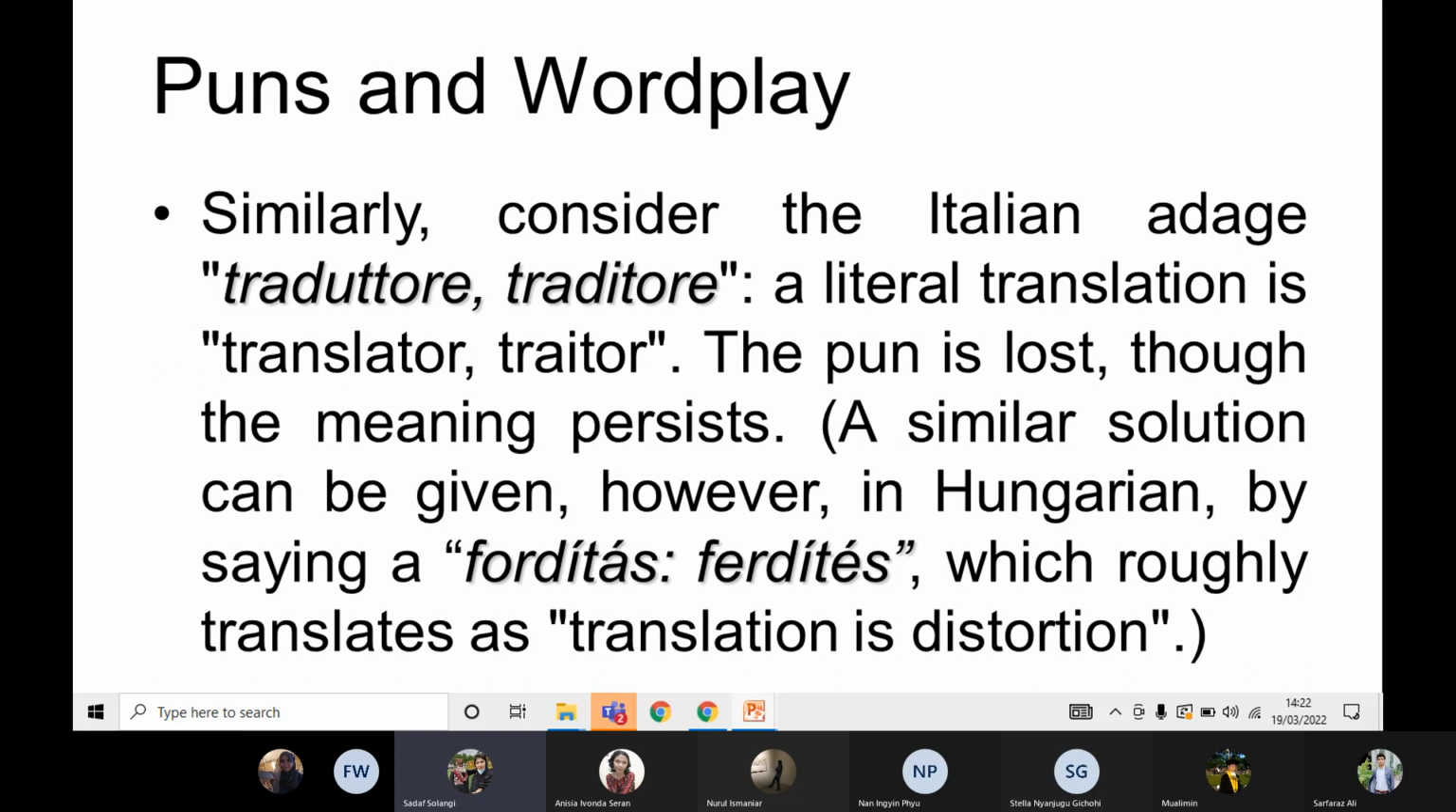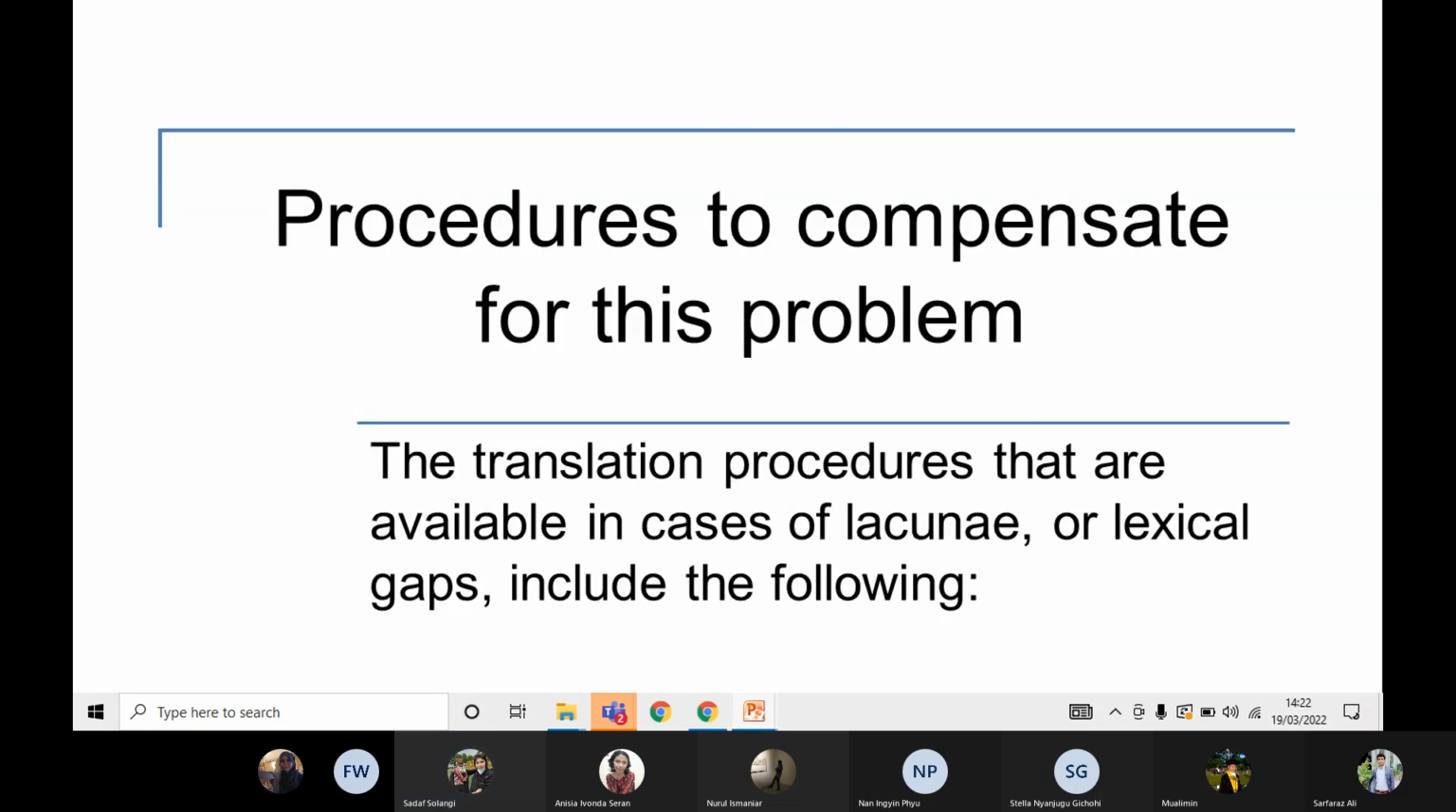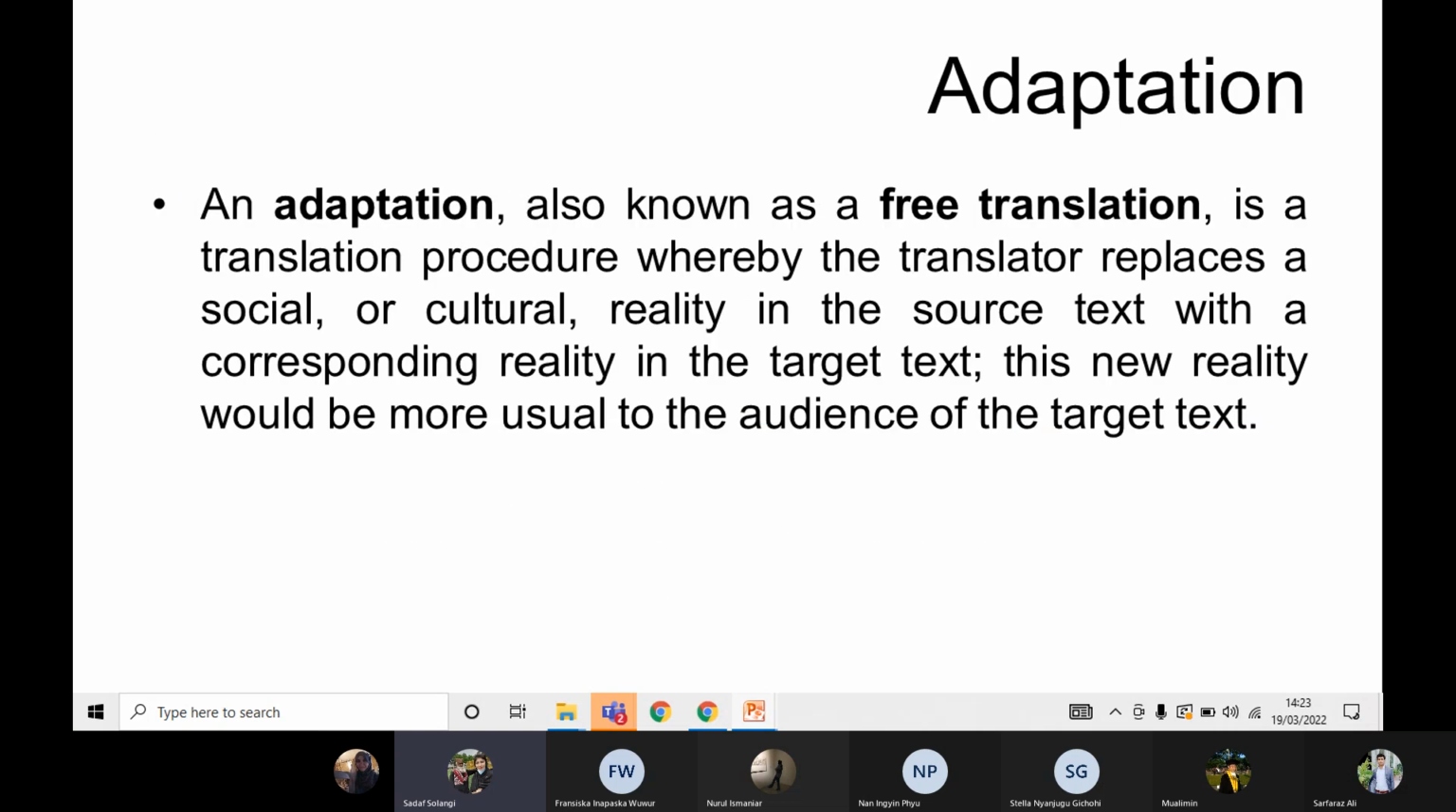So when we translate words from one language to another, though they contain wordplay in their structure, while translating them we lose that structure. Now we have procedures to compensate for this problem. The translation procedures that are available in cases of lacunae or lexical gaps include the following. What are those?